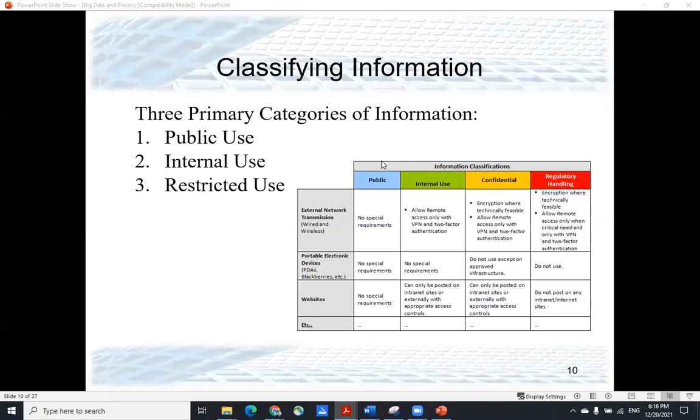So here, this table shows you the public use when you're dealing with external network transmission. If you're going to transmit that data as public data, through the wires or Wi-Fi, there's no special requirements. It's public information. So if somebody captured that data, it's not a big deal, right? And for internal use, allow remote access only with VPN. So if you are trying to get into a network from your home, for example, they have something called VPN, which is a virtual private network, which creates a kind of secure encryption or secure network.